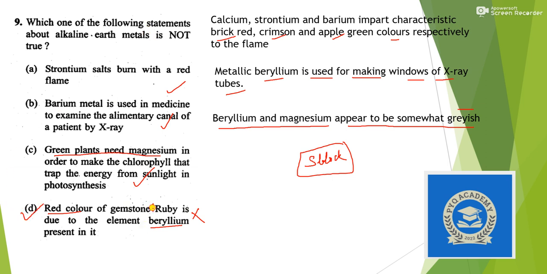In fact, the ruby is made up of corundum, which has a composition of Al2O3. So the answer is option D.